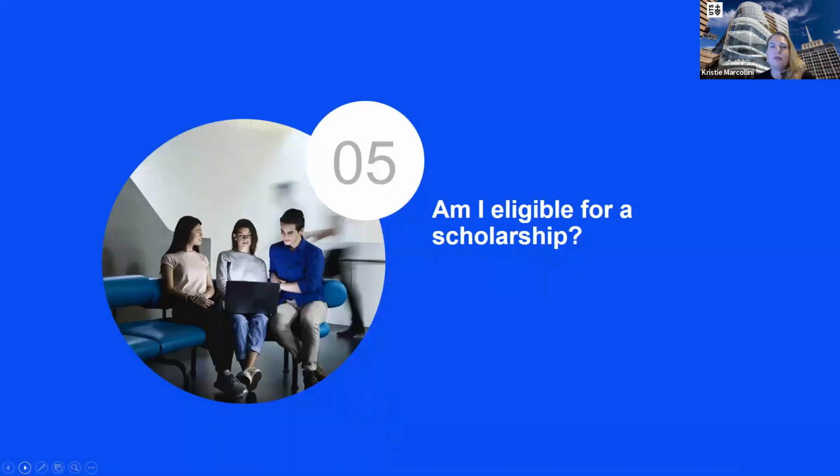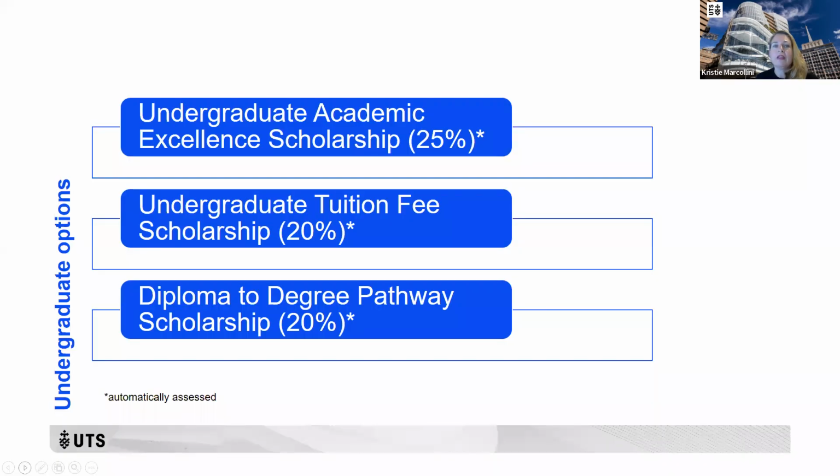So how would you know if you're eligible for a scholarship at UTS? Good question. We do have a lot of scholarships on offer. Today I just want to talk through some of the main scholarships that students applying from Africa would usually be eligible for. If we look at the undergraduate opportunities, we have the Undergraduate Academic Excellence Scholarship at 25% of the tuition fees for the duration of the UTS course.